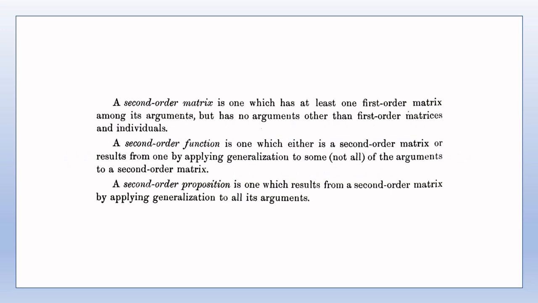And note that we can have apparent variables which range over first order functions provided that they range over one of the legitimate totalities of first order functions that we've decided upon. And finally we have second order propositions. These are second order functions whose every real variable has been generalized. Analogously with the first order case, we see that second order matrices are the source of all second order propositions.